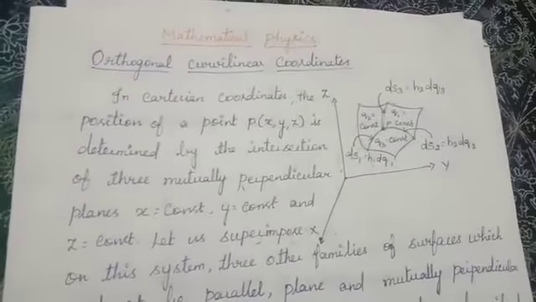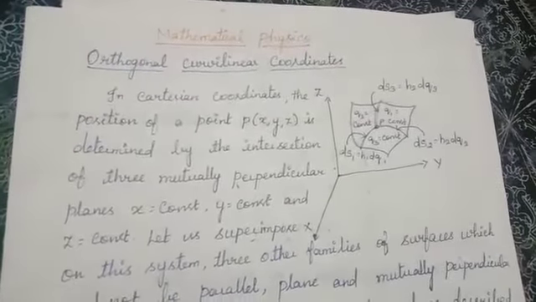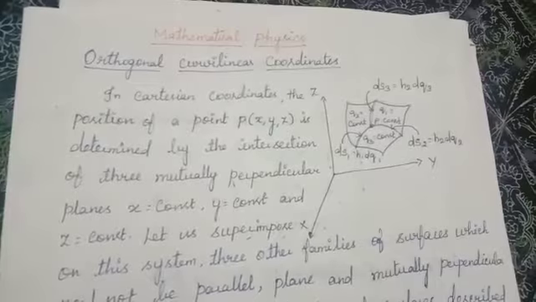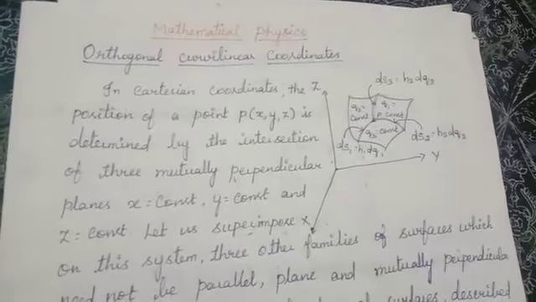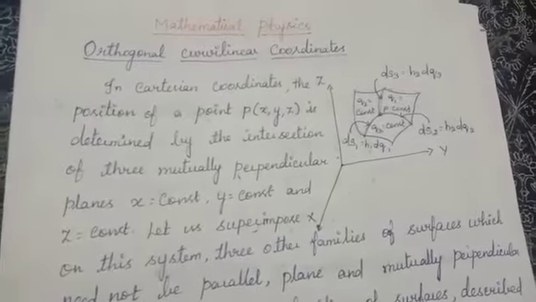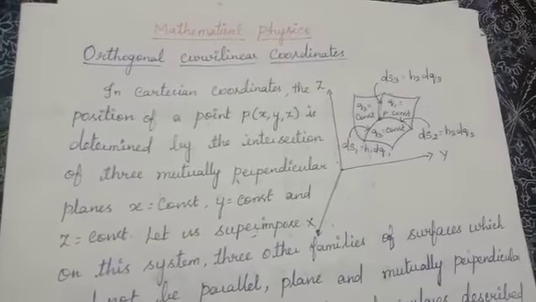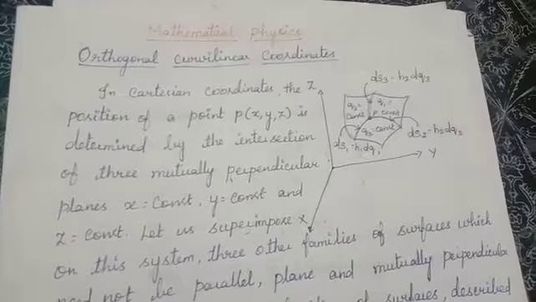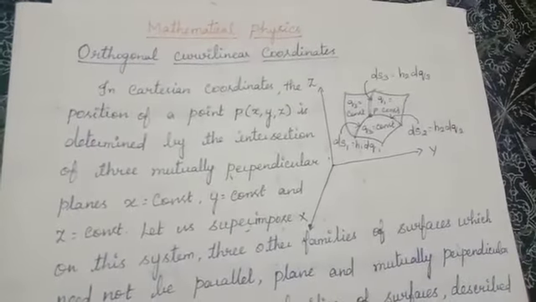This video is for third-year BSc Physics students, from the Mathematical Physics unit: Orthogonal Curvilinear Coordinates. The orthogonal curvilinear coordinate system is used for calculating differential operators such as divergence, gradient, curl and del square.